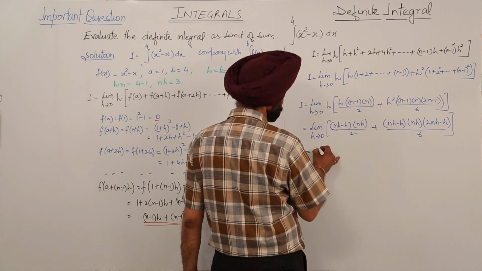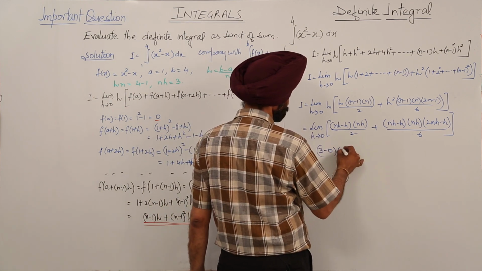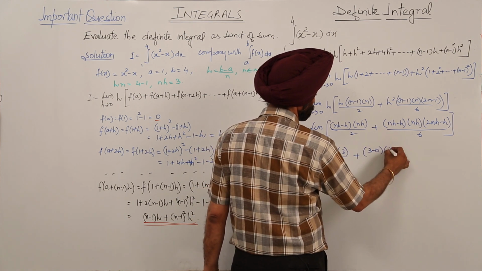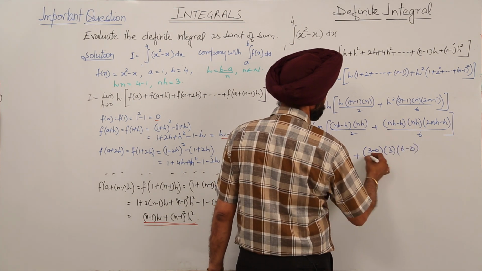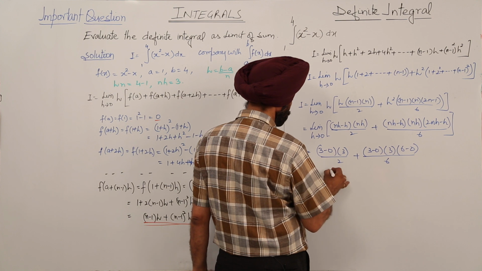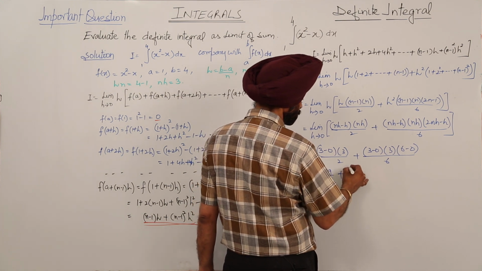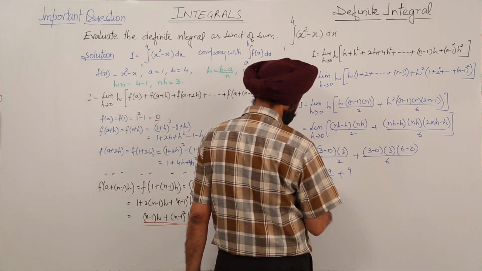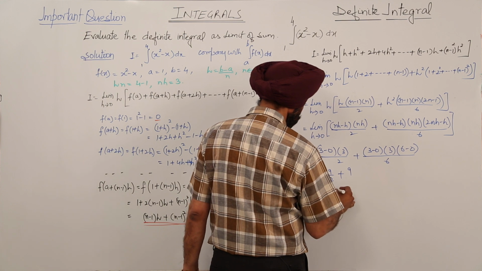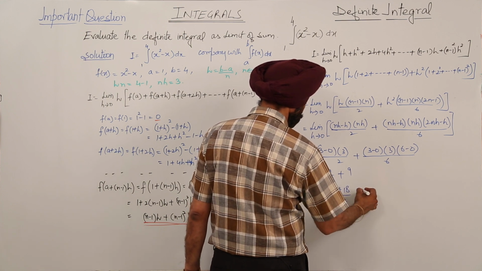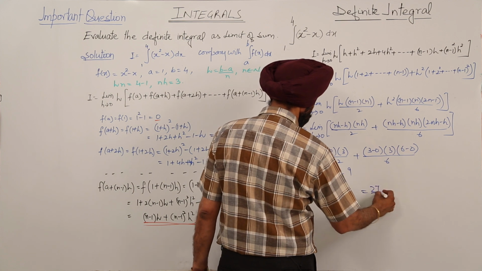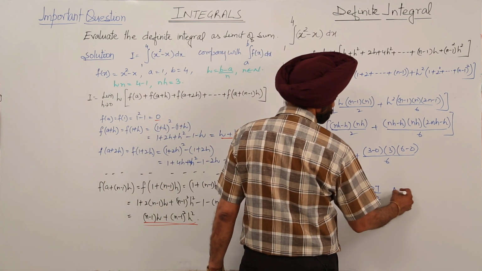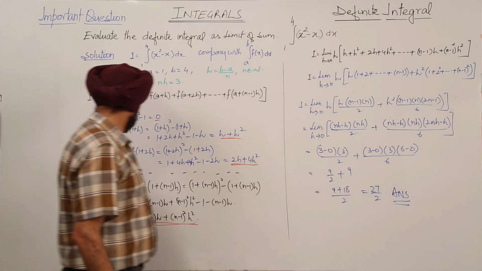So this becomes now (3 minus 0) times 3 upon 2 plus (3 minus 0)(3)(6 minus 0) upon 6. So we are having 9 upon 2 plus 9. This 6 and 6 cancels. 9 upon 2 plus 9. So this becomes (9 plus 18) upon 2, and this is equal to 27 upon 2. And this is the answer.